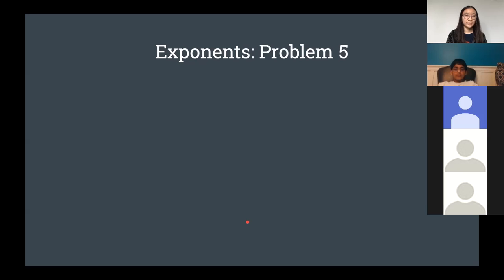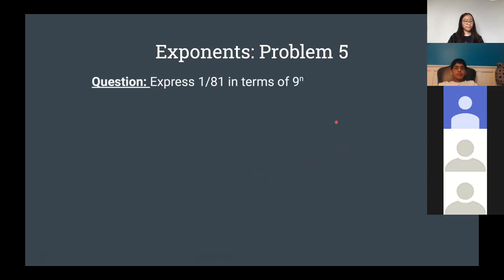Sai, if you'd like to. All right, so I'll make it show up eventually. Okay, so 1 over 81 in terms of 9 to the power of n. So this problem is going to deal with negative exponents. I'm pretty sure you guys learned that during the presentation.